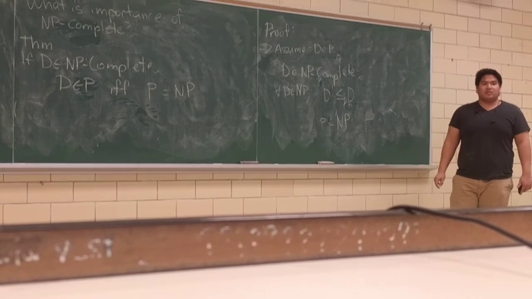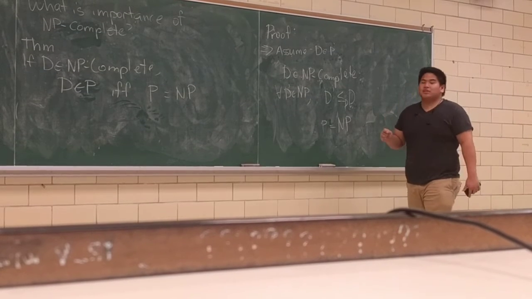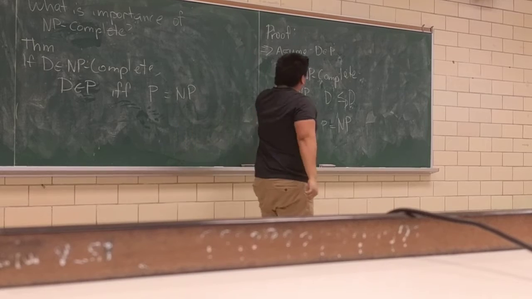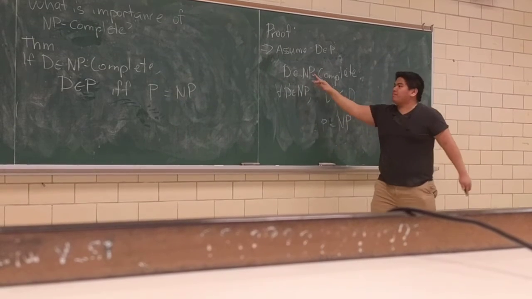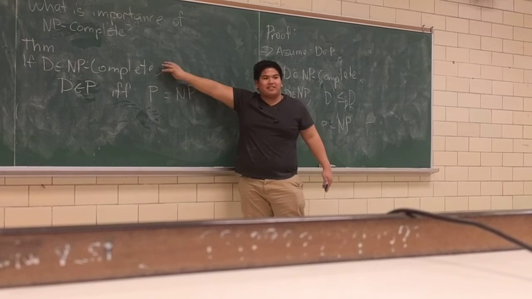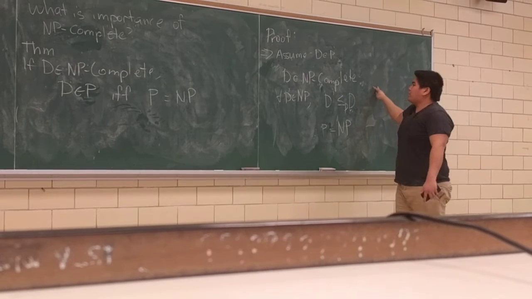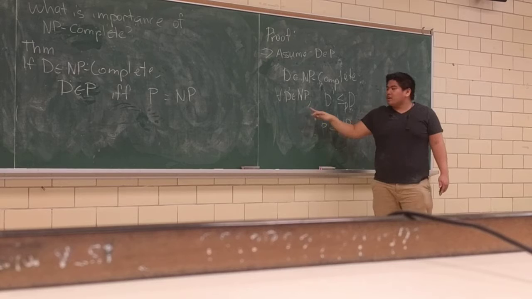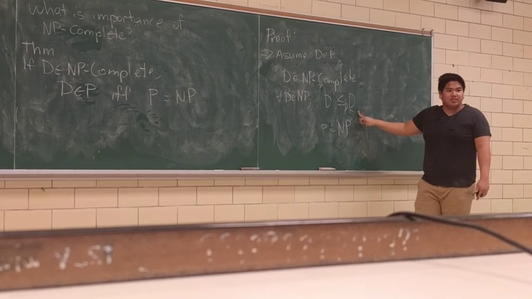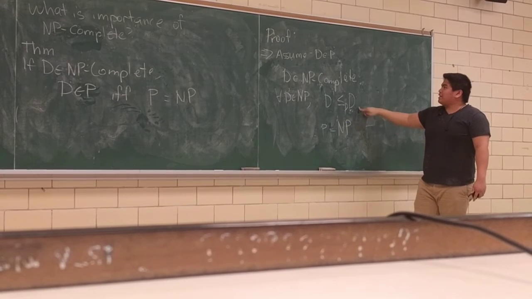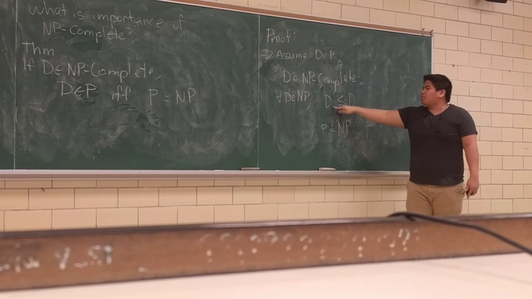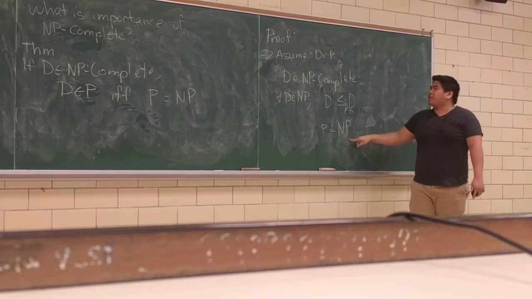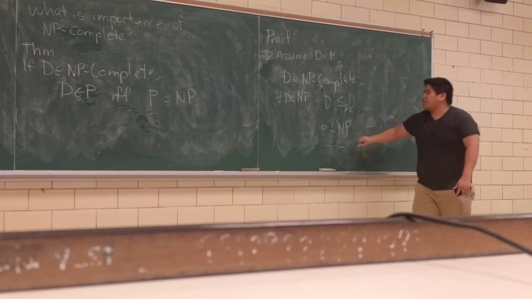Get that? All right, one more time. We're proving the forward implication. We assume that D is an element of P. Now we know that D is an element of NP-complete because that's given in the question. Because D is NP-complete, for all D' in NP, it can be reduced to D in polynomial time. Now we know that D is in polynomial time, so since all the problems in NP are no harder than D, all problems in NP are solvable in polynomial time, hence P is NP.